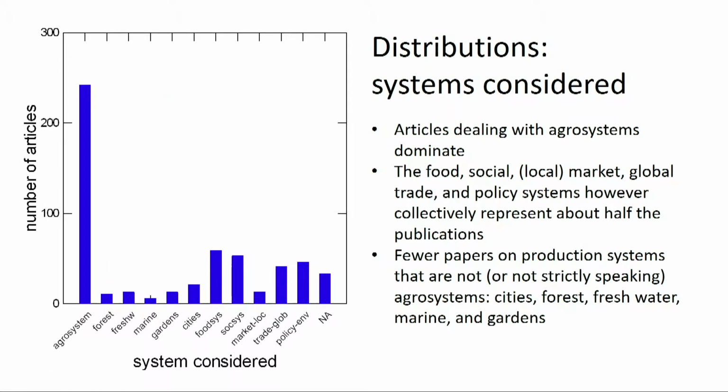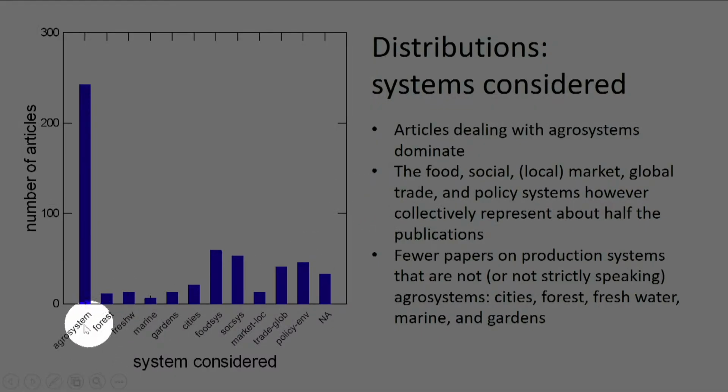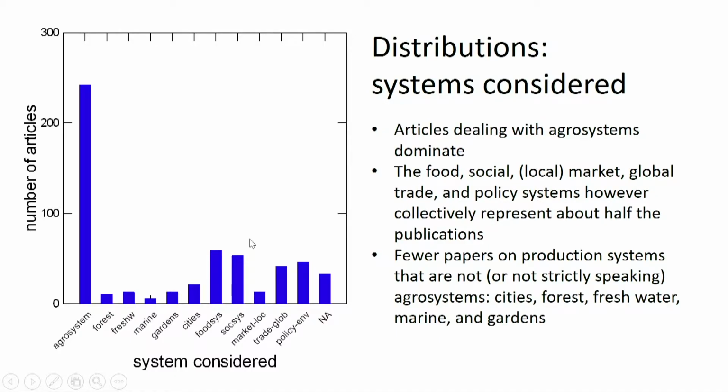In terms of systems considered, we see, of course, a very, very large number of articles dealing with agro-systems in general, and we see much less articles dealing with other production systems such as agroforestry and forests, freshwater, marine, gardens, cities. But there is a reasonably nice representation of non-physical systems such as the food systems or the market system and so on.